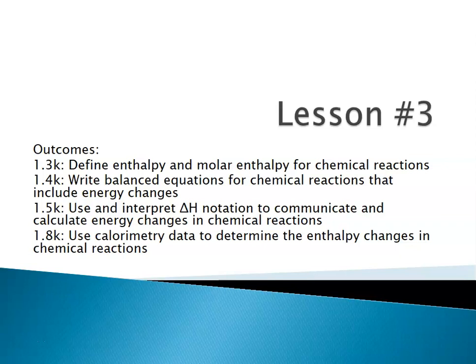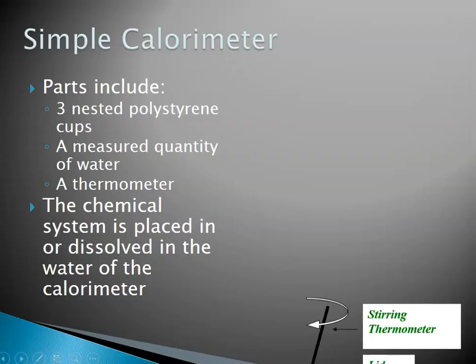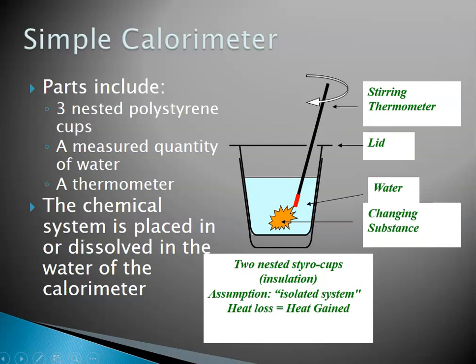Today's lesson is a continuation of yesterday's lesson on calorimetry. This diagram shows a typical classroom calorimeter. There will always be cups, water within the cups, and a thermometer to measure the temperature changes. The chemical system will be placed in or dissolved in the water of the calorimeter.